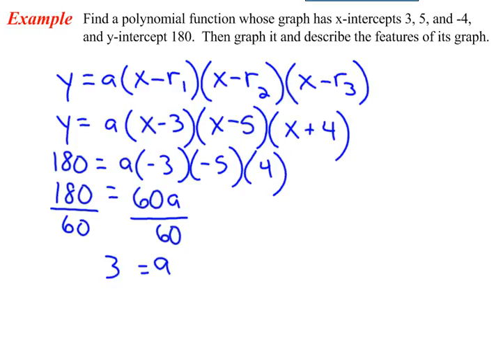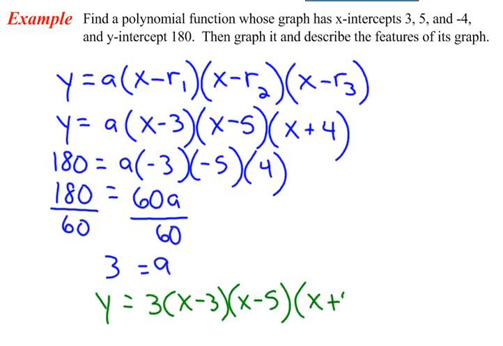So we can finish up by writing our polynomial function as the function y equals 3 times x minus 3 times x minus 5 times x plus 4. And that's our final polynomial function written in factored form.